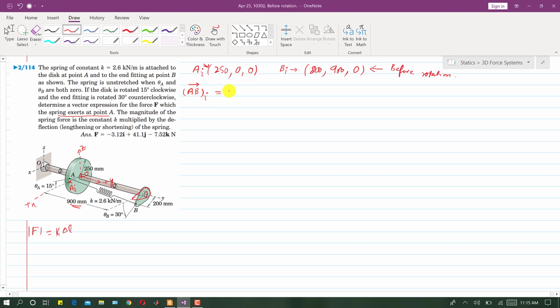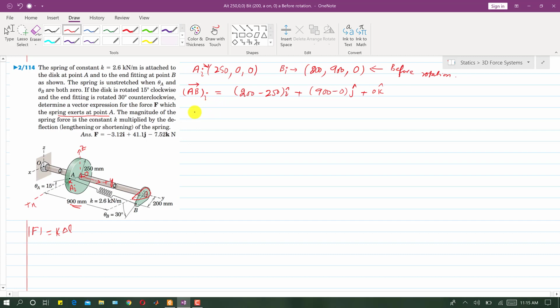So what will be that AB vector? We will subtract the coordinates of A from B. So I will write 200 minus 250 I plus 900 minus 0 J, and 0 minus 0 will be 0K, right? So 0K. Since these are the initial positions of A, and it is said that at the initial position when these thetas are 0, the spring is unstretched, right? So this means that length is the original length of the spring, right?